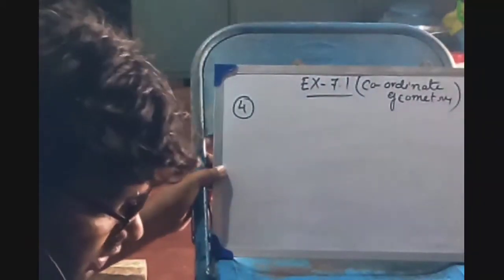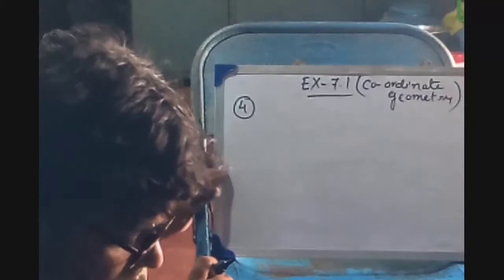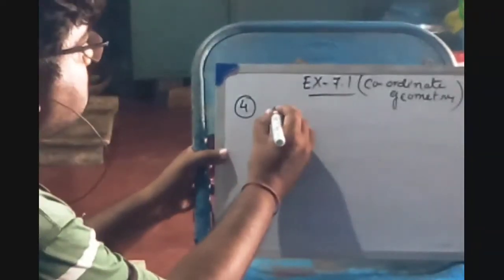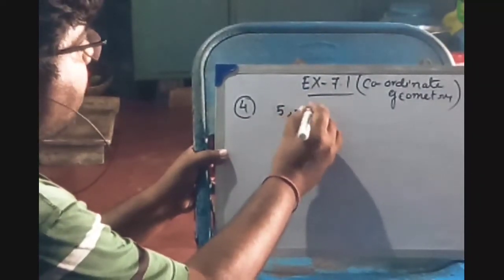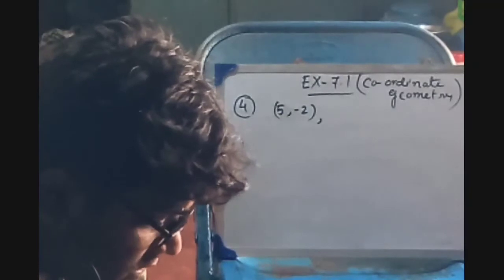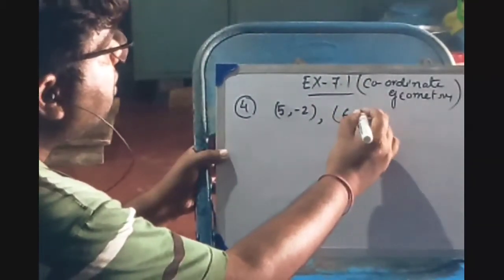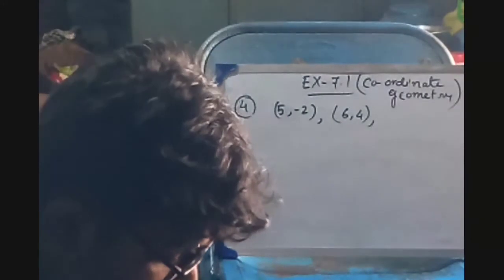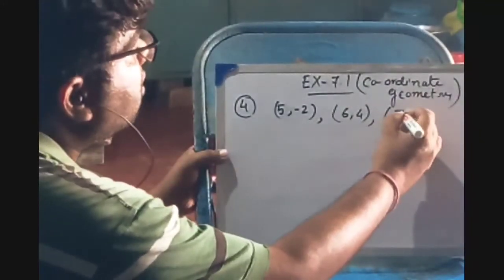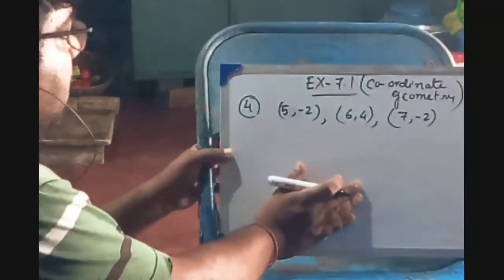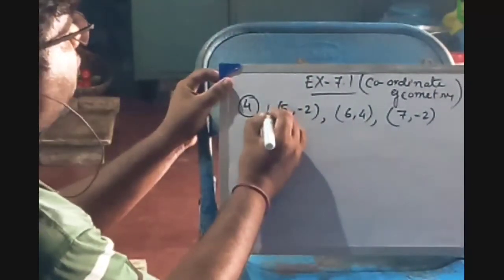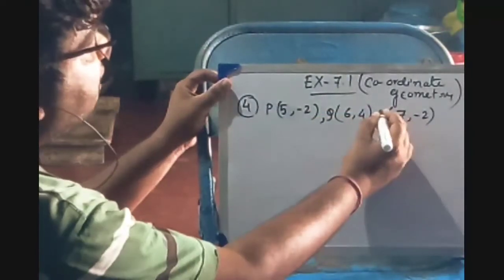In question number 4, it is given that check whether the points (5, -2), (6, 4) and (7, -2) are the vertices of an isosceles triangle. So let us take this as point P, this as point Q, and this as point R.